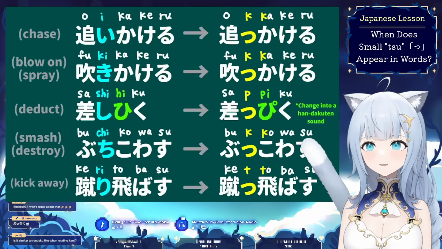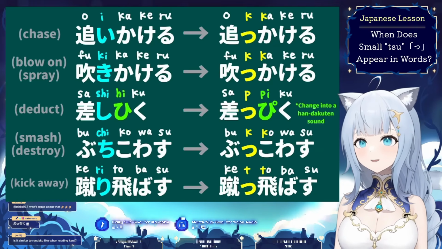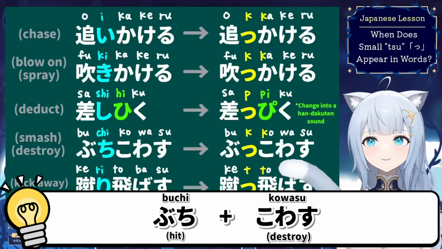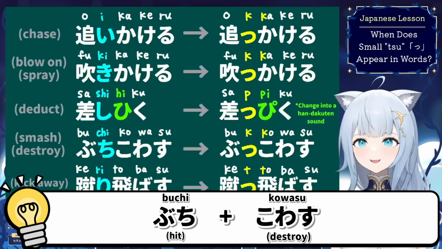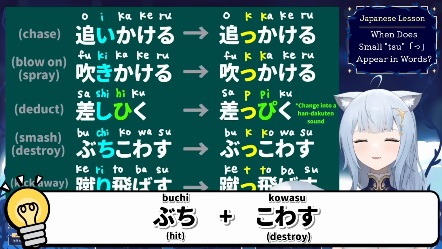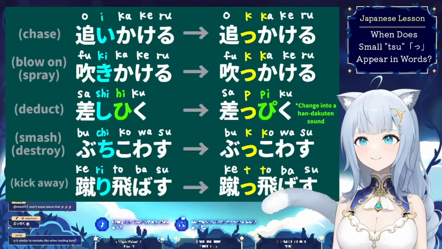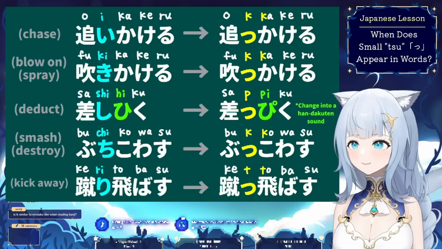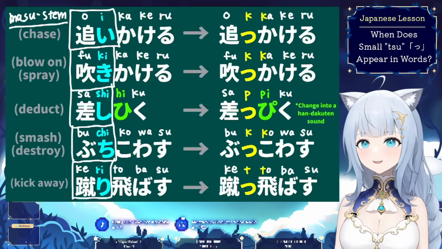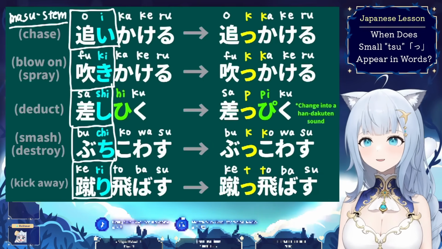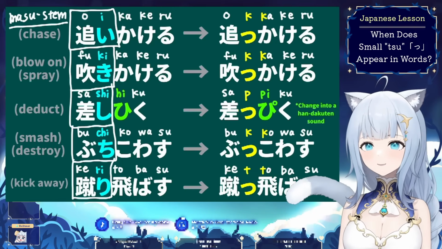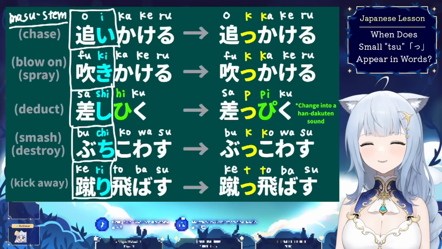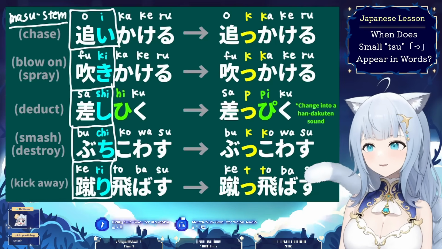But the two left compound verbs. Buchikowasu, smash and destroy. Buchi came from butsu. Butsu means hit someone or something. Kowasu is destroy or break something. So hit and break, it's destroy or smash. The masu stem is buchi. Oh, the last sound of the masu stem is chi, so it should be changed into small tsu. So bukkowasu. Buchikowasu is a general expression. Bukkowasu is like spoken language.